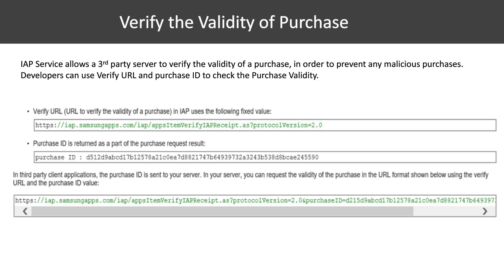The last line shows you the actual example of how to call this API. So it's iap.samsungapps.com/iap/apps item verify IAP receipt, and then you might have to provide the purchase ID. And the result will be something like this.